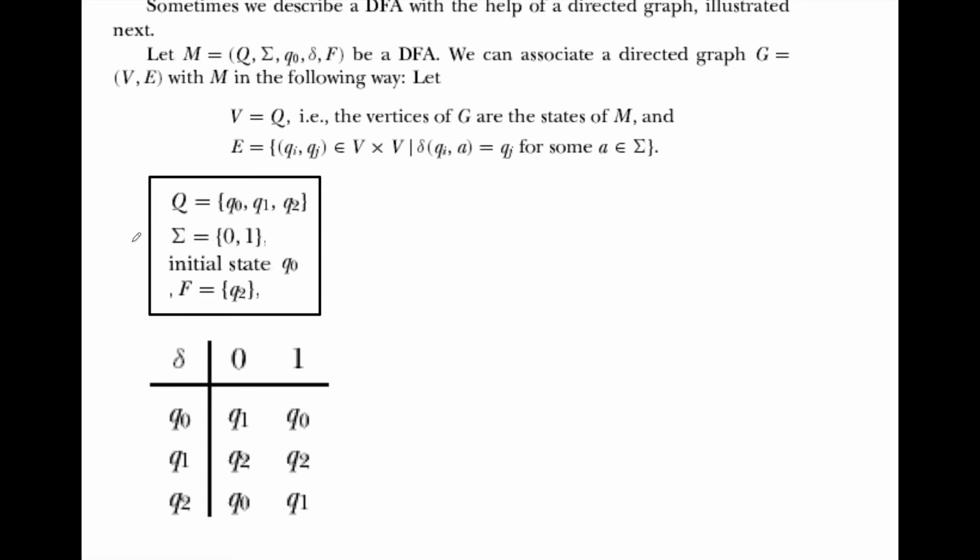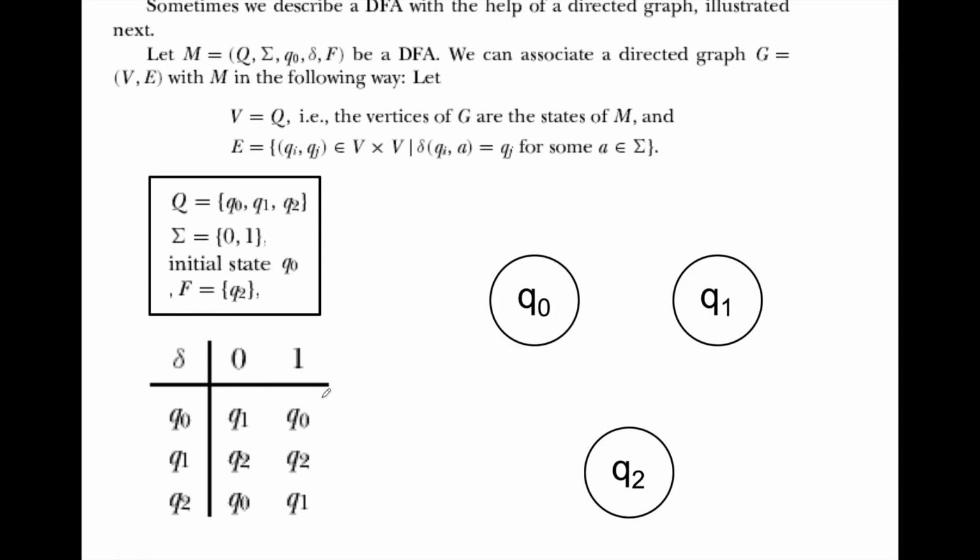So my information was this. I have 3 states, 2 inputs, initial state Q0, final state Q2, and the delta represented in my transition table here. So what can we do now? First, we draw the states by having a circle and the name of a state inside it. Then we need to initiate where the machine will start, which is Q0, and we go one by one.